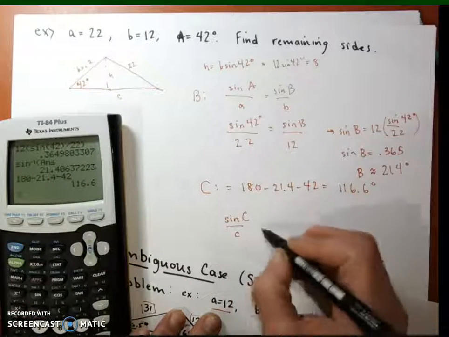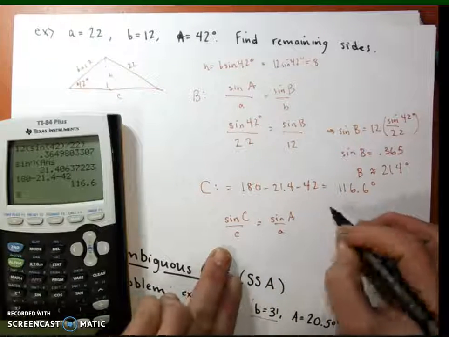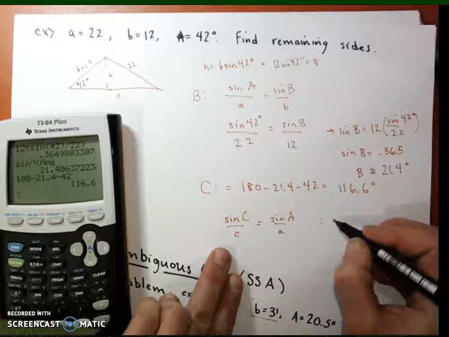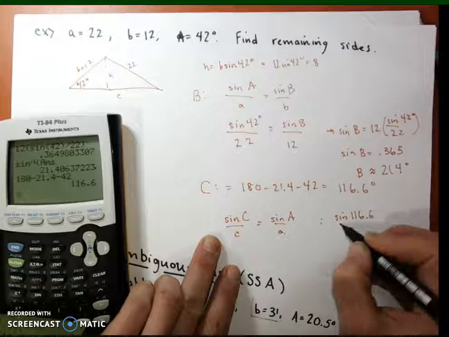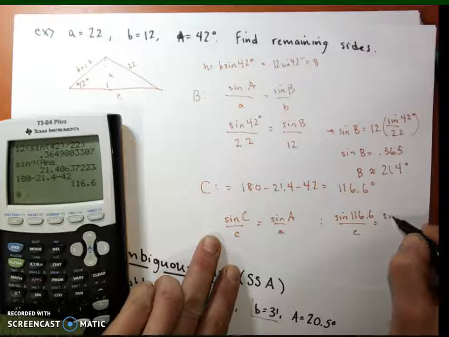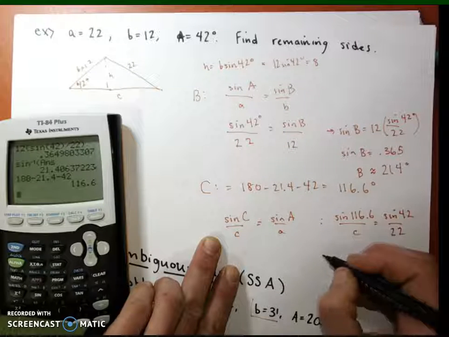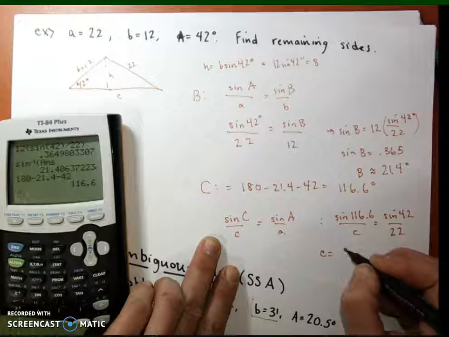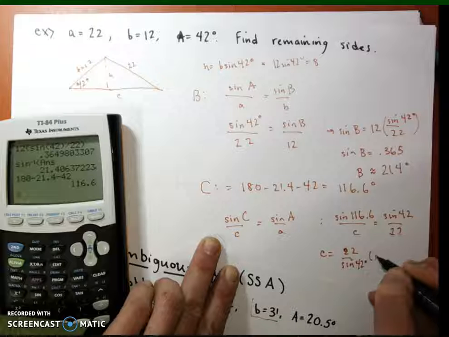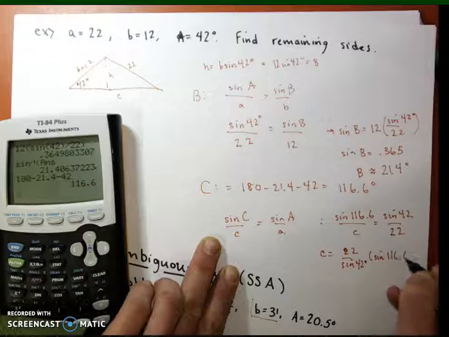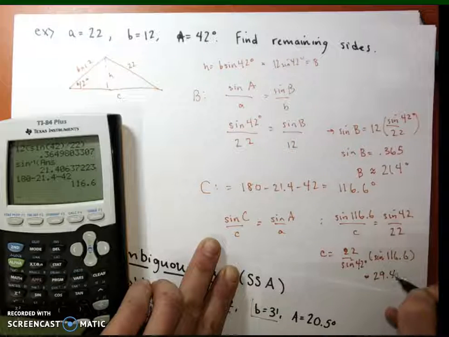And so now if I wanted to find side C, this little c, I would do sine of C over c equals sine of A over a. And that tells me that I'm going to do sine of 116.6 over little c equals sine 42 over 22. If you do this cross multiplication, we see that c equals 22 over sine 42 times sine 116.6, and that's approximately 29.40.